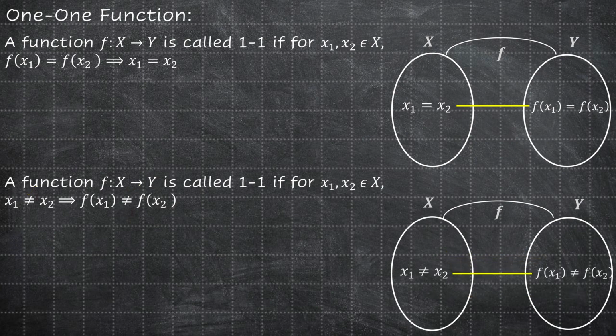So we can say that a function f is one-to-one if we suppose images are equal, then elements must also be equal, or if elements are not equal, then their images must also be not equal. Now we shall use these definitions to solve certain examples.